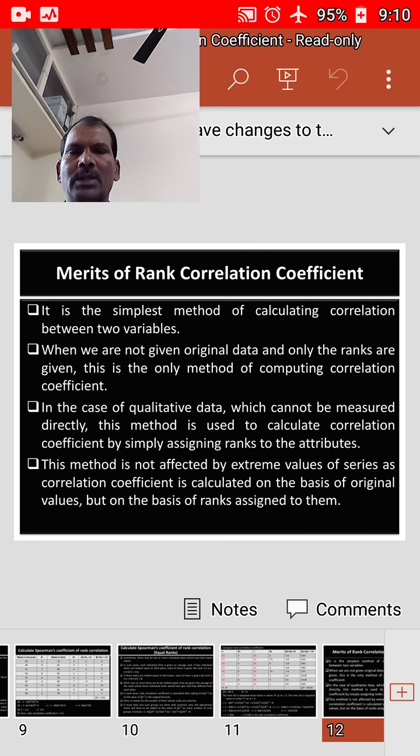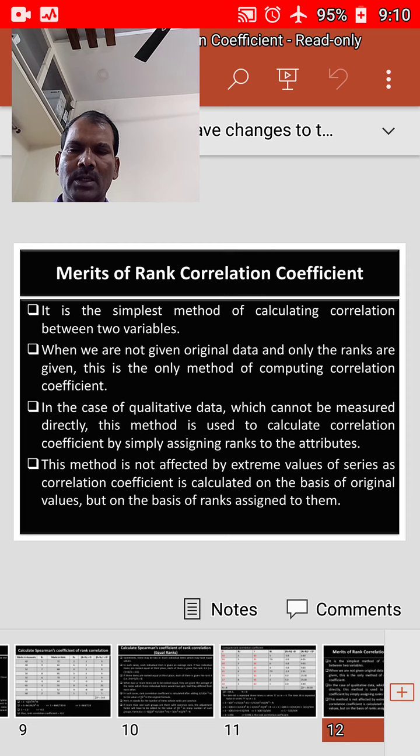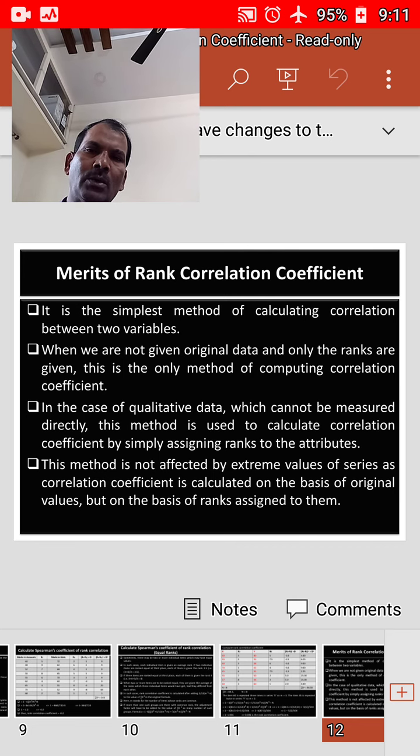Merits: it is the simplest method of calculating correlation between two variables. Second, when we are not given original data and only the ranks are given, this is the only method of computing the correlation coefficient. Third, in case of qualitative data which cannot be measured directly, this method is used to calculate the correlation coefficient by simply assigning ranks to attributes such as honesty and beauty. We are not in a position to measure them directly because there is no measuring rod, hence we may rank these attributes and measure.